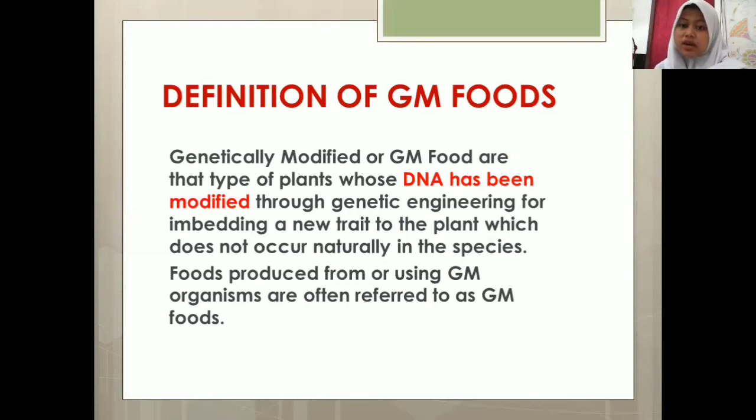Genetically modified, or GM, foods are the type of plants whose DNA has been modified through genetic engineering for embedding a new trait to the plant which does not occur naturally in the species. Foods produced from or using GM organisms are often referred to as GM food.